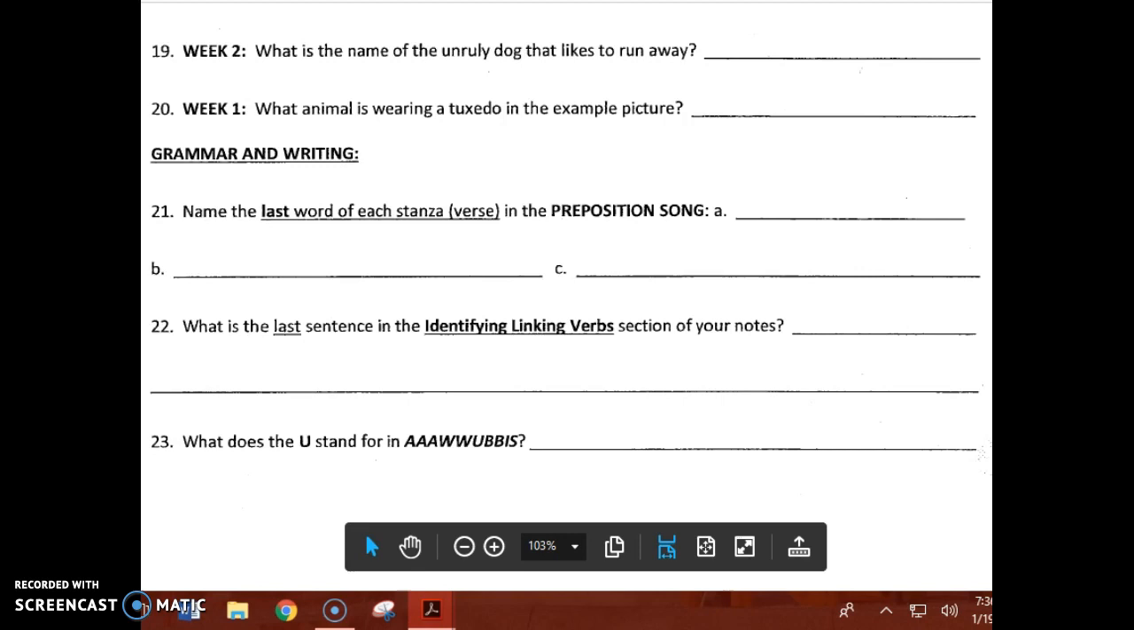Number 22, look for the identifying linking verbs in your notes. What's the last sentence in the identifying linking verbs section of your notes? The very last sentence. And number 23, look for your AWUBIS paper. What does the U stand for in AWUBIS?